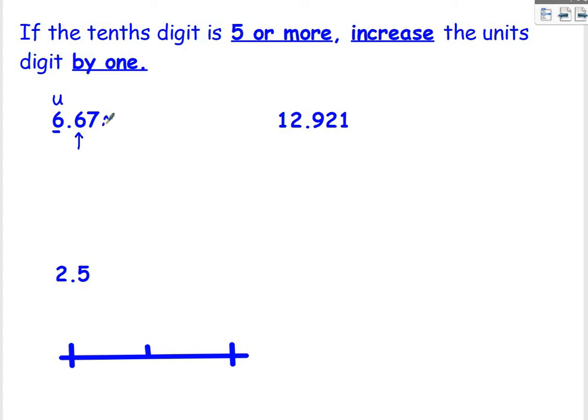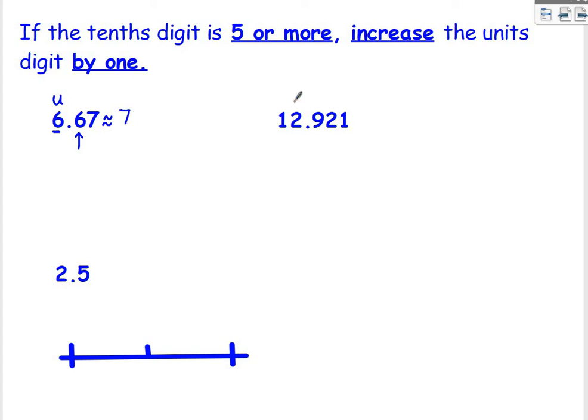So we can say 6.67 is approximately equal to 7. We have increased the value in the units column by 1. We don't need to put down 0.00 at the end. We go to the nearest whole number and we can just simply write it as 7. Let's do another one. We'll do 12.921.